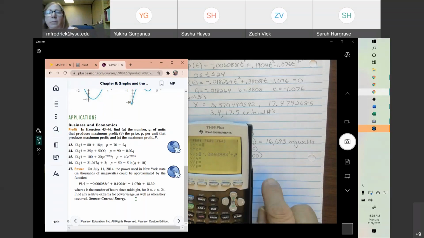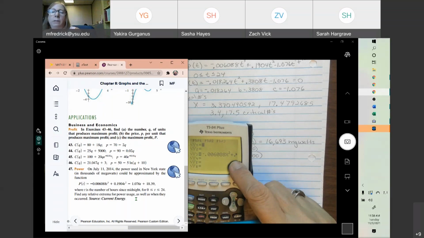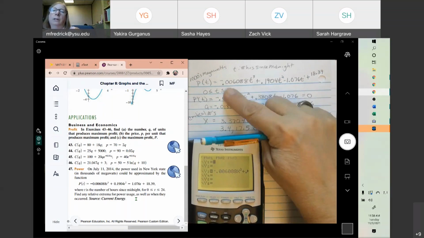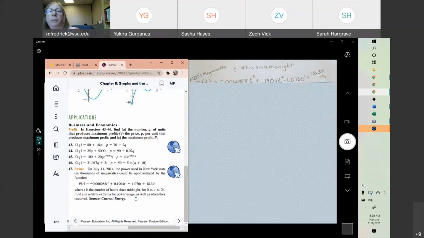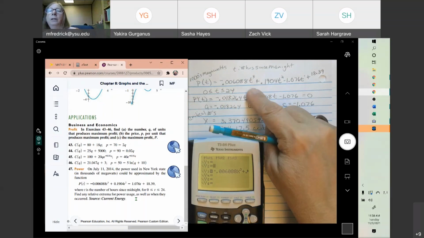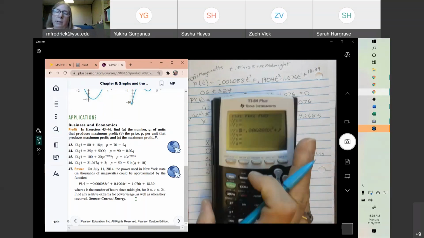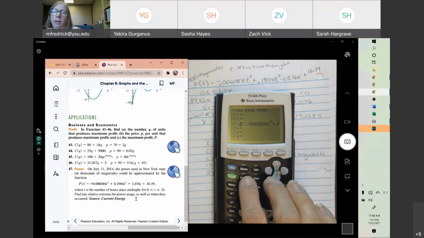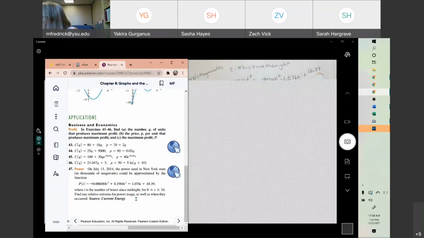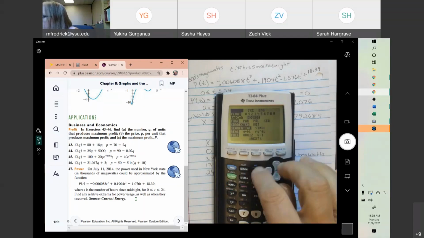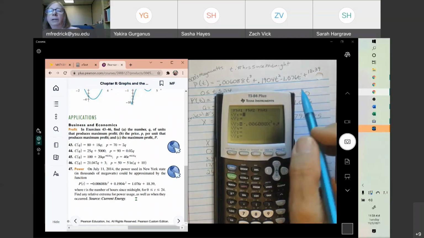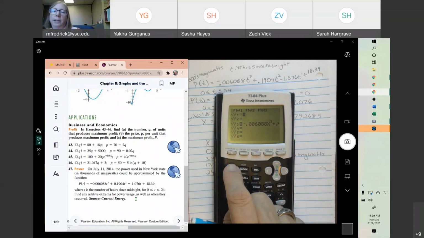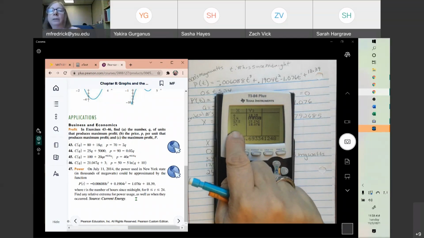I went under y equals and I typed the equation, the original, negative 0.006088 t cubed. It's down here because I had other equations. You want to always use x, even though there are other variables here, because you have to change your mode to different things. So I always stay with x. But type the equation in y equals, and then just second table, and then you plug in your values.